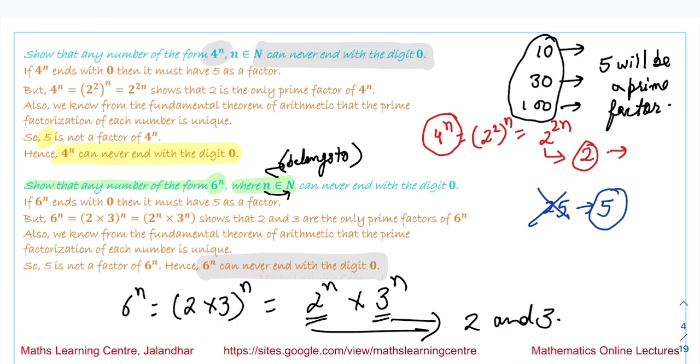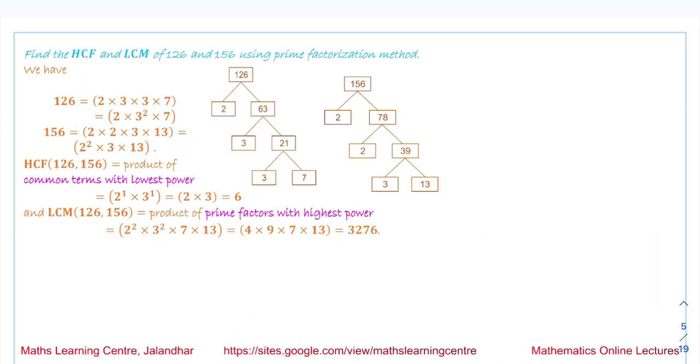Now the next question we have is find the LCM and HCF of 126 and 156. So HCF, the definition of HCF that we have already seen, HCF means highest common factor. LCM, you know the definition, is least common multiple.